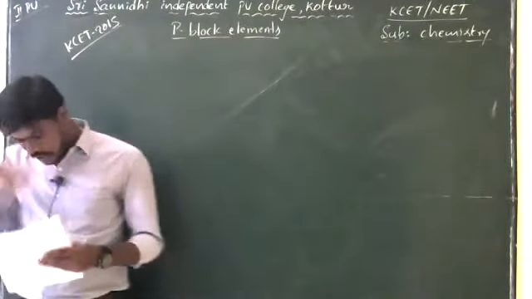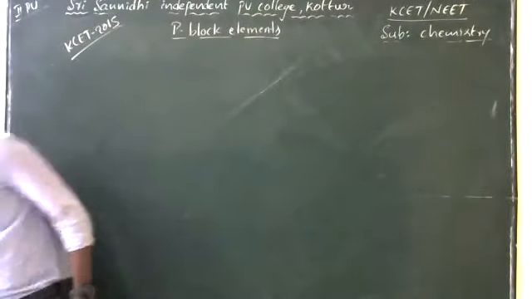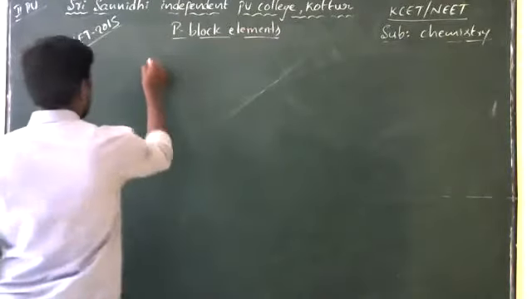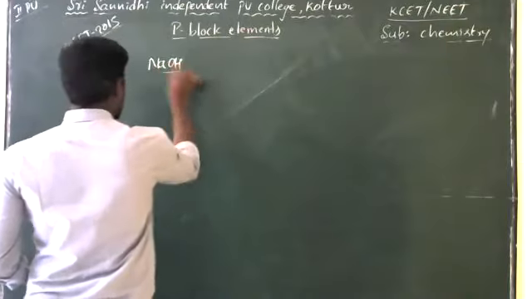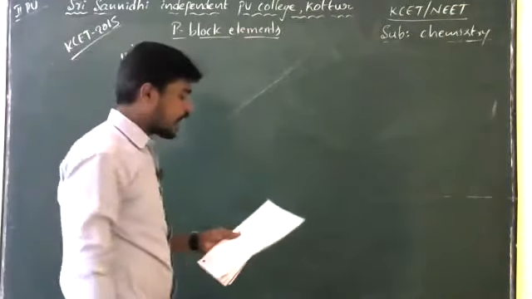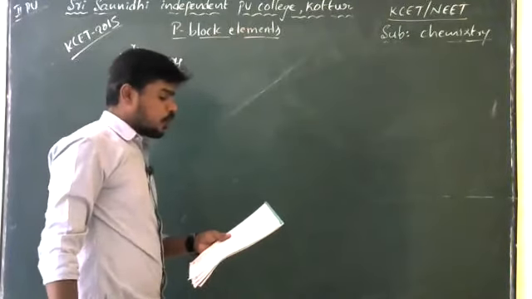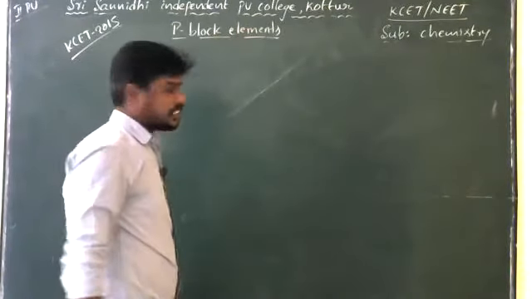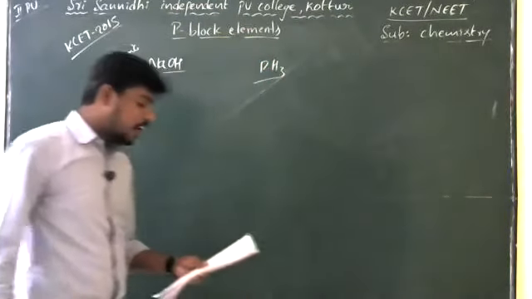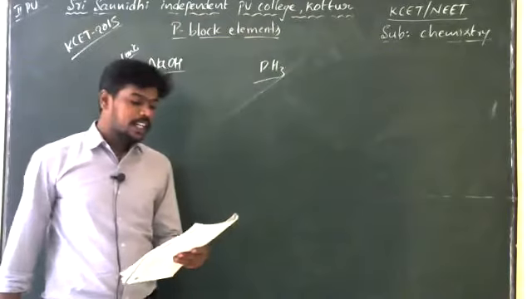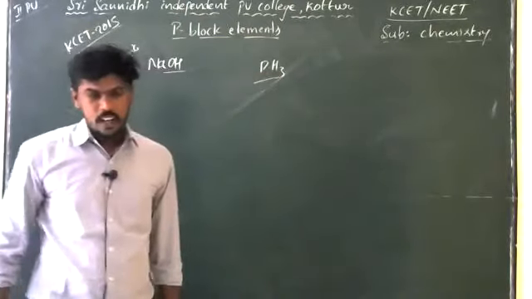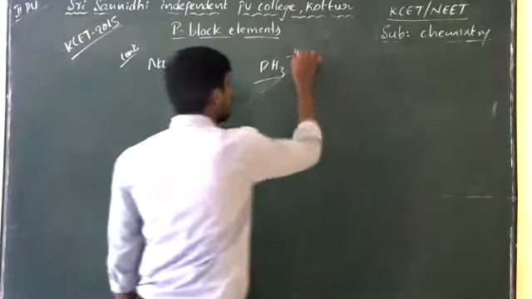So the question is given: on heating with concentrated NaOH solution, so if you heat the NaOH solution in an atmosphere of CO2, white phosphorus gives a gas. Which of the following statements is incorrect about the gas? So they will get the white phosphorus gas, right? This one we can also call phosphine.